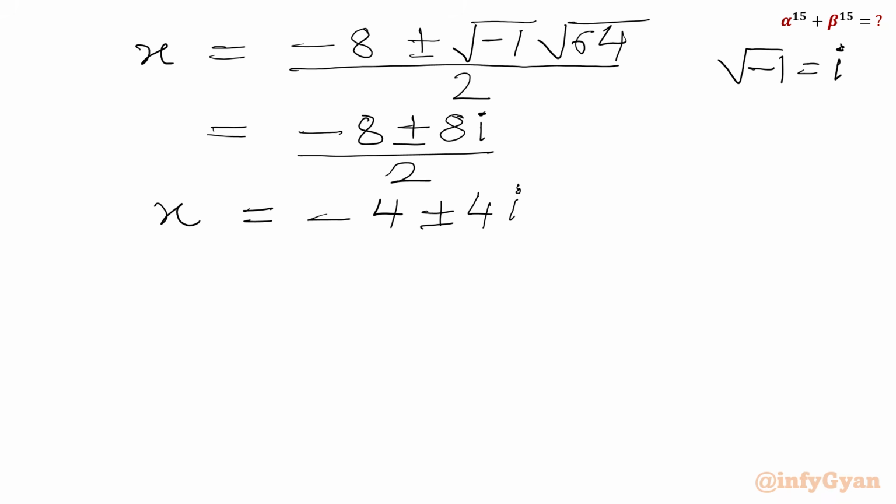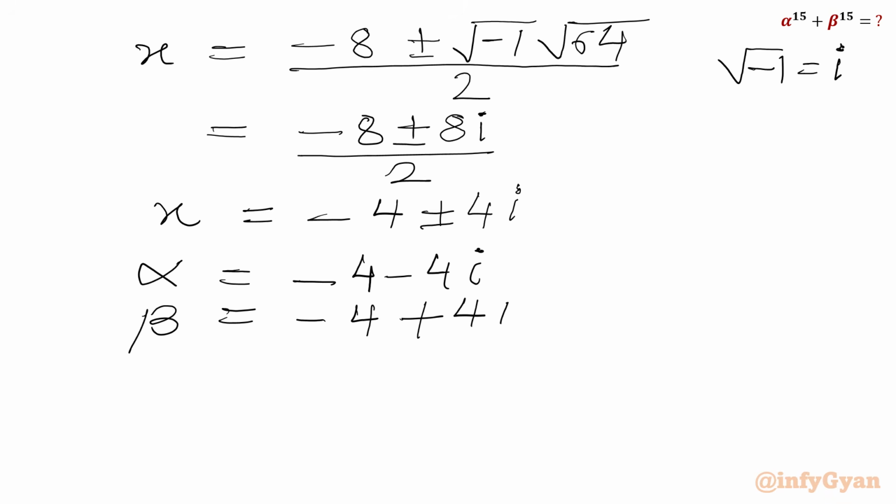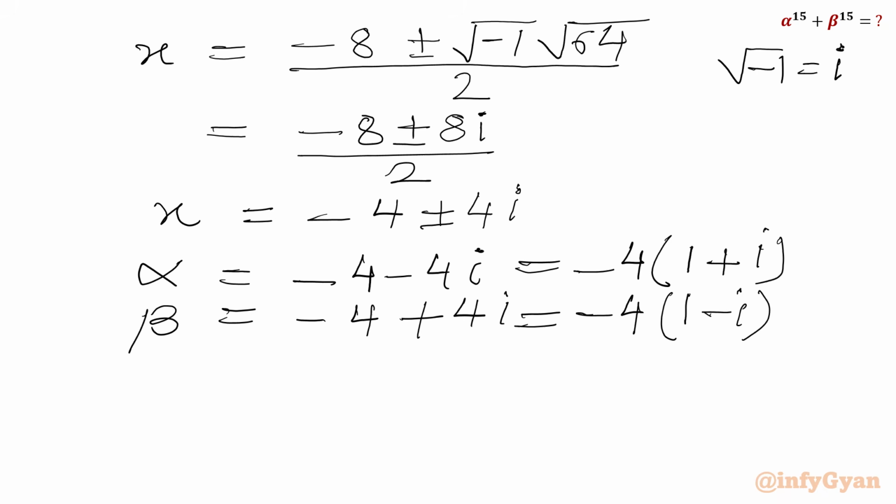Now I will consider alpha and beta. Alpha is minus 4 minus 4i and beta I am considering minus 4 plus 4i. Now I will take minus 4 common from both the roots alpha and beta. So I will get in the bracket 1 plus i, and here I will write 1 minus i. 4 is common, so minus 4 times 1 plus i is alpha, minus 4 times 1 minus i is beta.